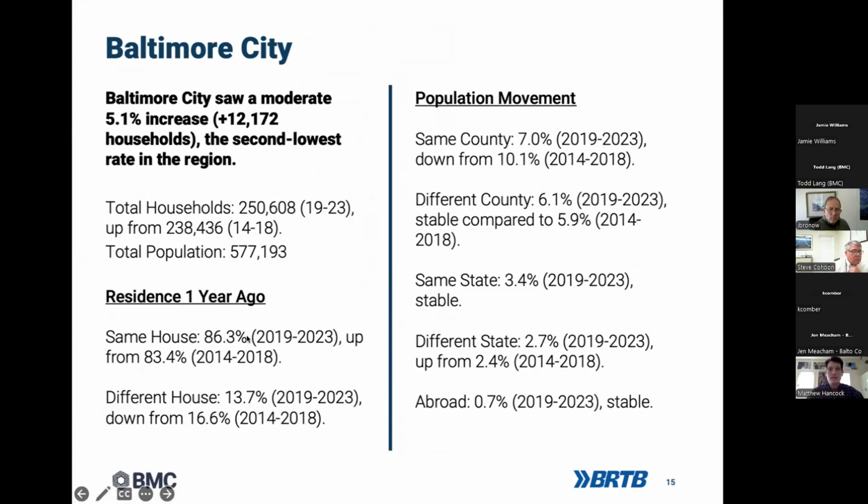Overall, you're seeing that, again, 86% of people are maintaining that same house, roughly 14% moving within. Your different county and your same county movements are roughly the same. And we're seeing stable international migration.